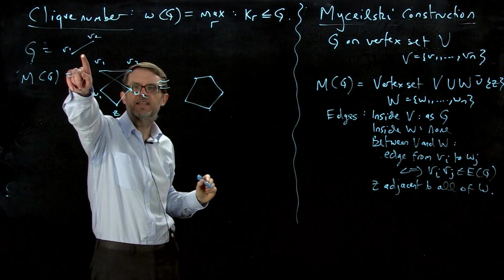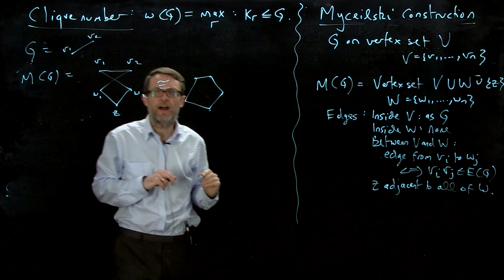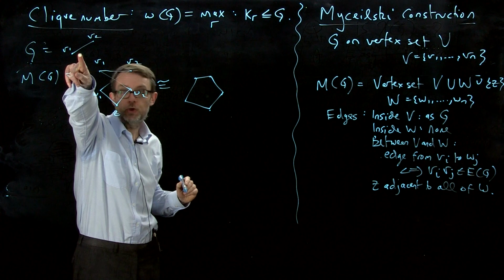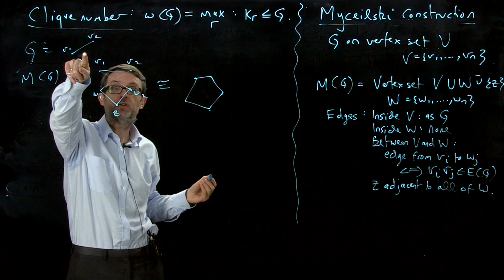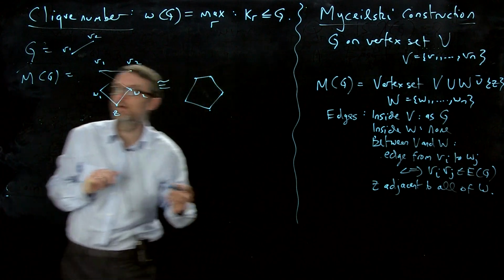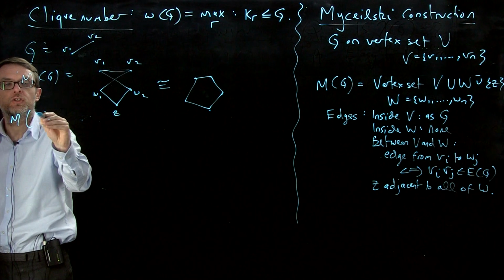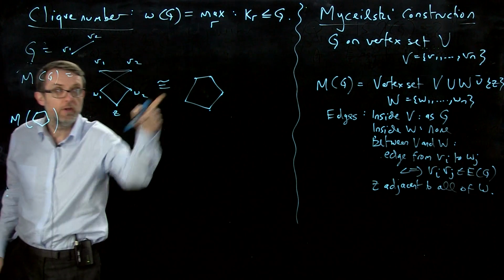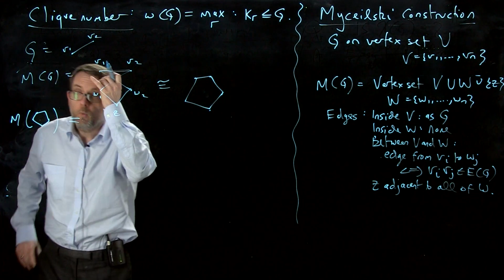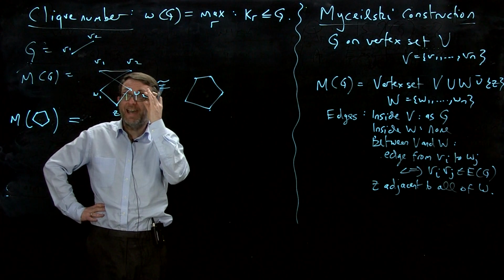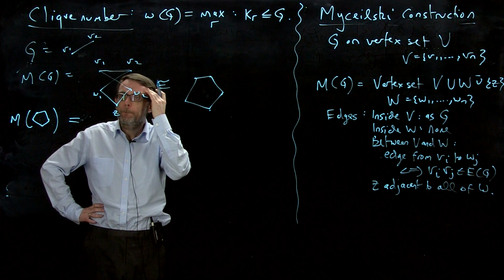Notice, of course, that this is isomorphic to the more familiar drawing of the 5-cycle. So if I start off with a single edge, then I apply the Mycielski construction, and I end up with a 5-cycle. Clique number 2, there's no triangles here. There's also no triangles here. Chromatic number here is 2, but the chromatic number here is 3. OK, what if I apply the Mycielski construction to this graph that I've just obtained, the cycle? Well, what am I going to get?